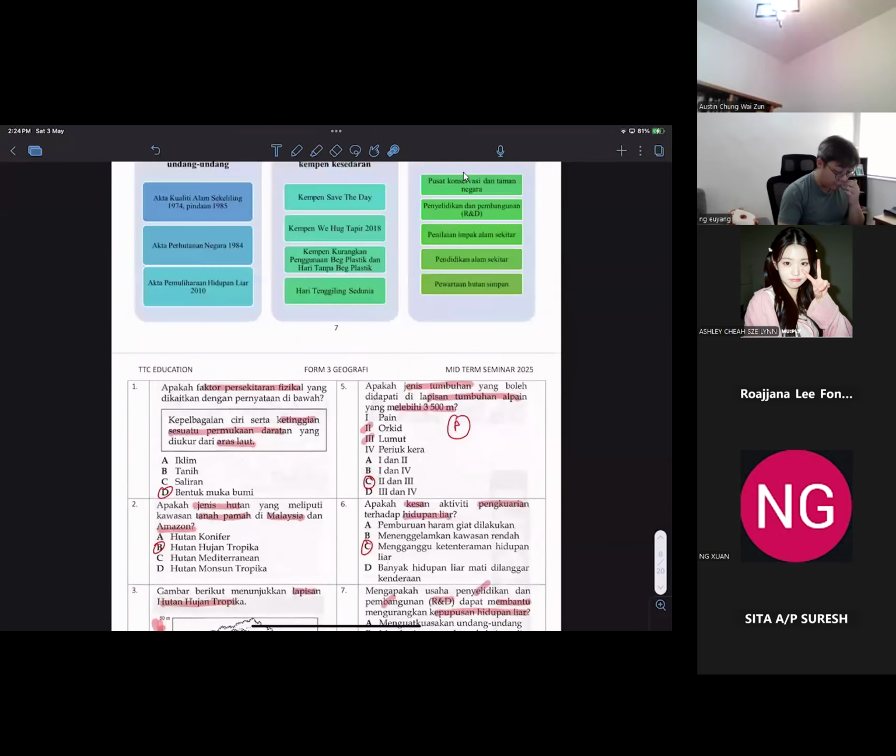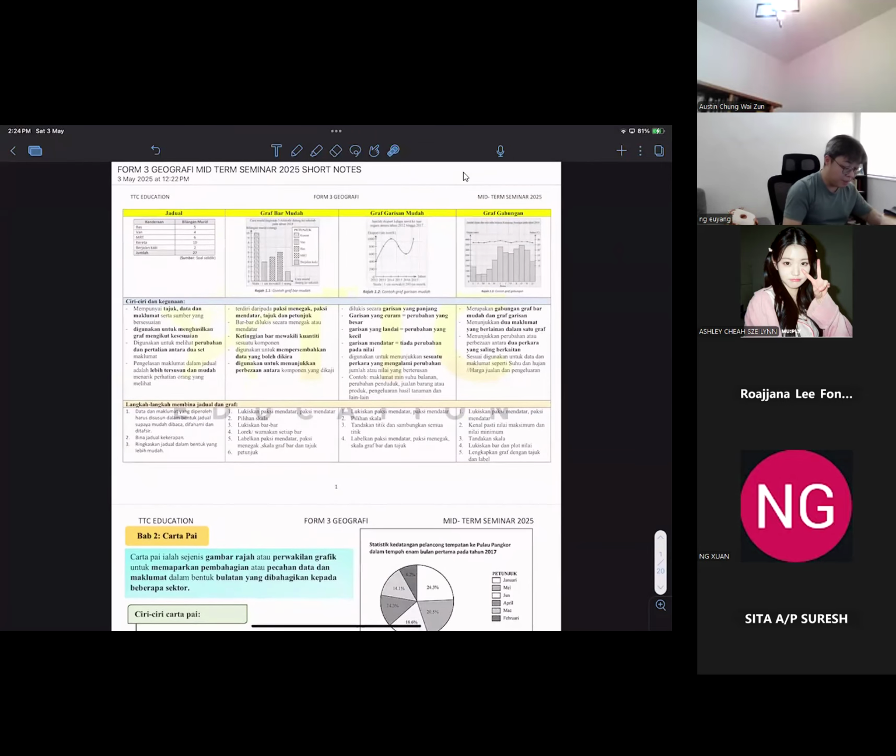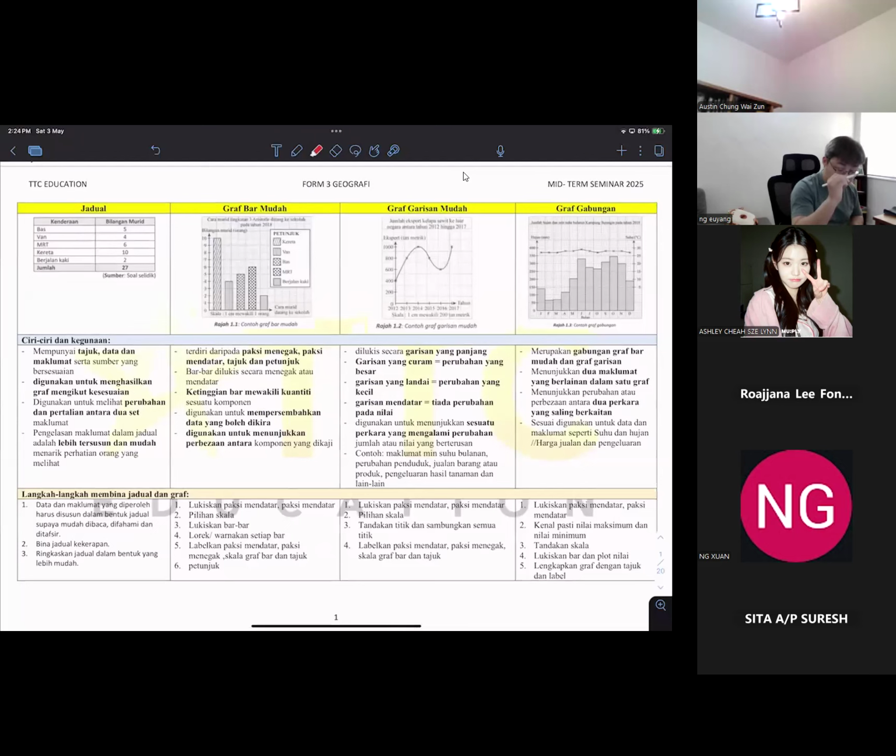So guys, prepare for your Bab 1 now. So Bab 1, can I try to put your first page, put 3 numbers. First one, always focusing in your graph bar mudah. So if you wanted to learn how to draw for the garisan, mudah, and then the gabungan, refer to your school teacher, okay? Because I already did this one during December, before January, right? Because in January we are trying to enter the Bab 2. So November, December, we already fully completed all the 3 graphs here.